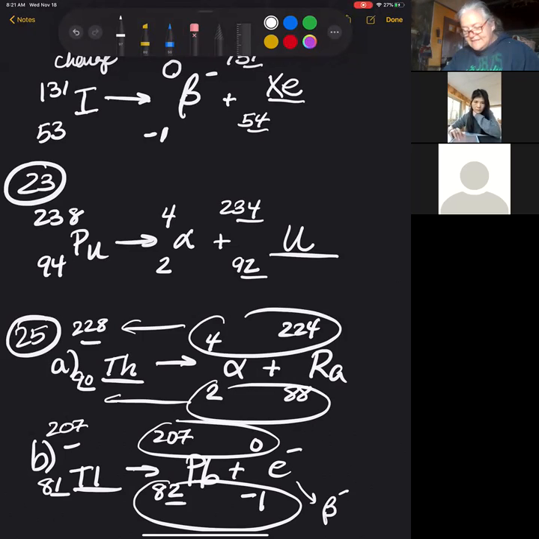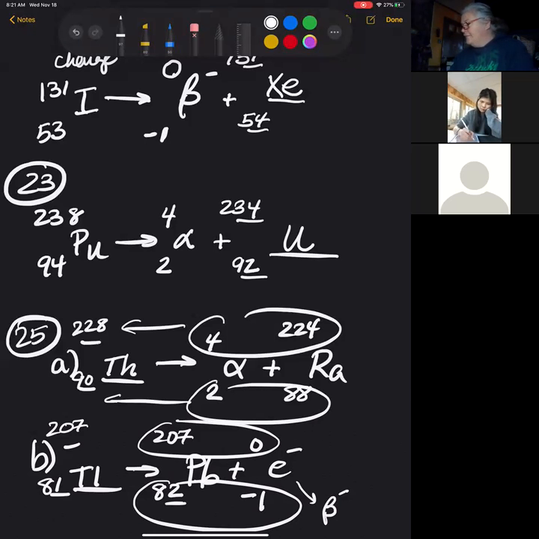All right, so on this side, since they're both on the right-hand side, I just add them up. If I was looking for the daughter nucleus, then I would have to get something that added up to the thing on the left-hand side. But since I'm looking for the mother nucleus, I just add up the stuff on the right-hand side, and that tells me what I put on the left-hand side.